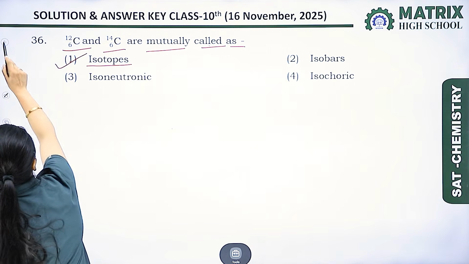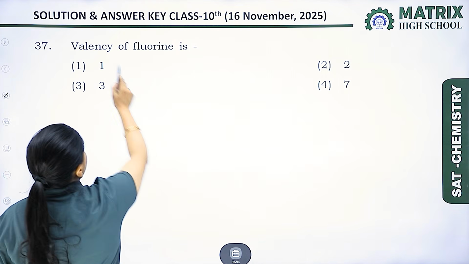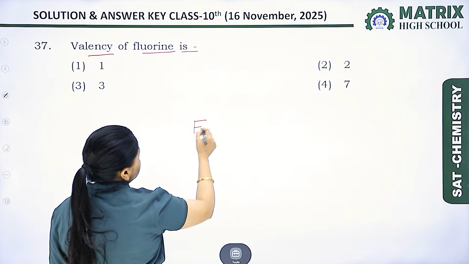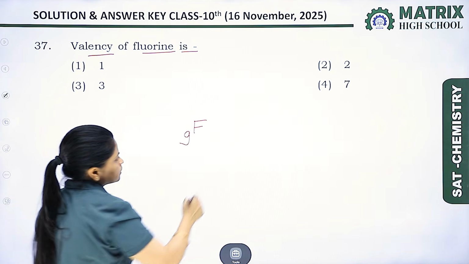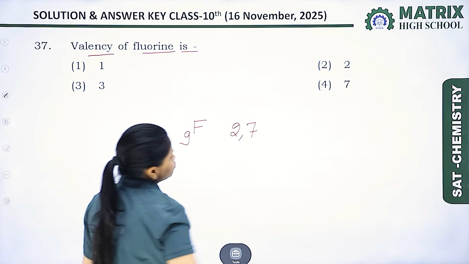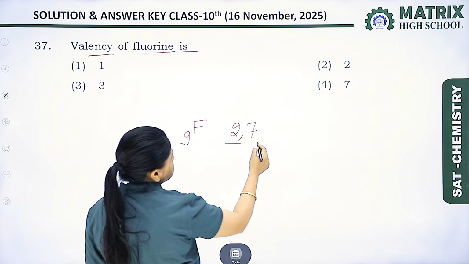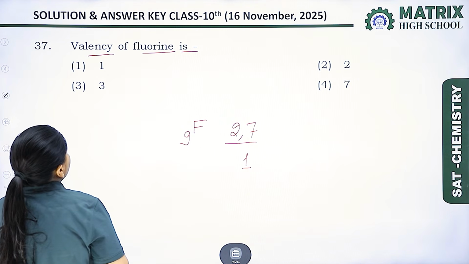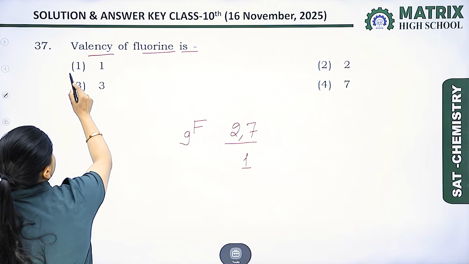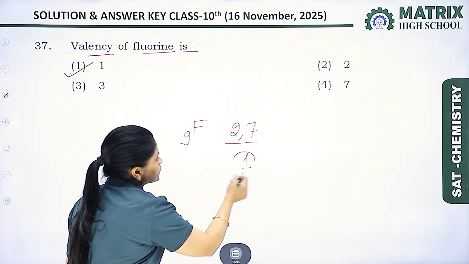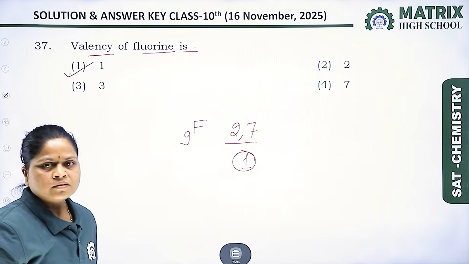Now, the next question is 37. Valency of fluorine is, we know that the atomic number of fluorine is 9 and the electronic distribution is 2, 7, and from this we can get valency 1. So, the options are, option 1 is 1. Yes, the valency of fluorine is 1. So, the answer is option 1.